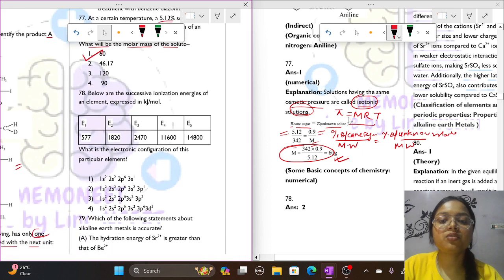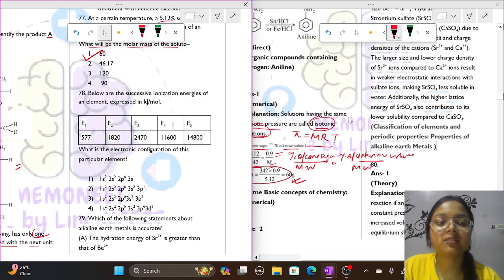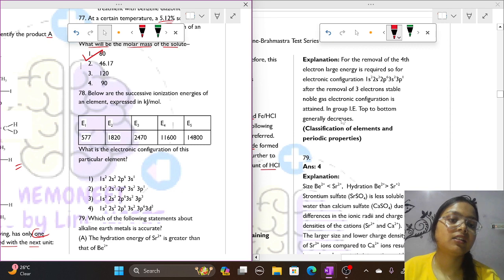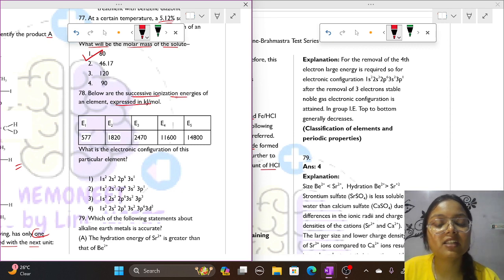Okay. So next is question number 78. So below are the successive ionization energies of an element expressed in kilojoule per mole. For E1 it's 577, E2 is 1820, E3 is 2470, E4 is 11,600 and E5 is 14,800. Okay. So what is the electronic configuration of the particular element? We have to find the electronic configuration.